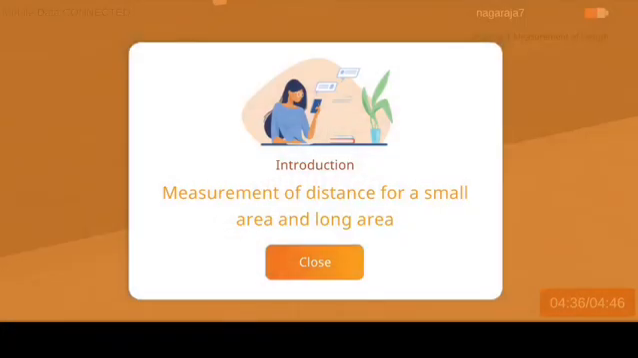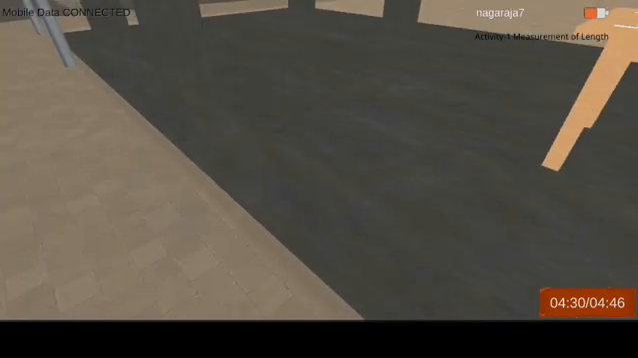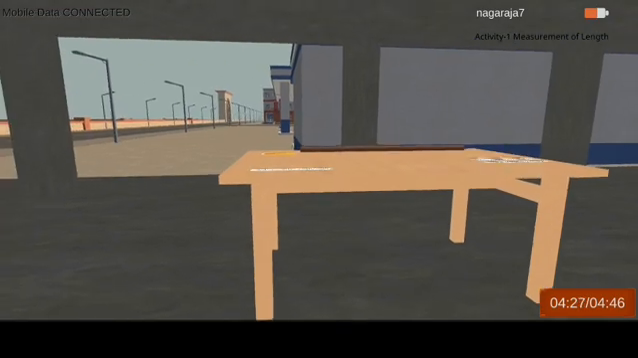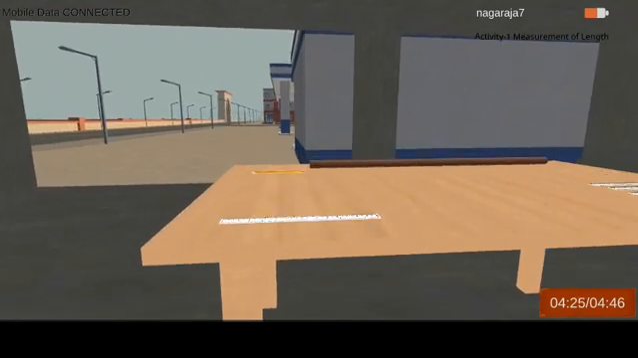a scale in our geometry box. It is often used in drawing lines. Do you know more uses of a scale? In today's activity, we are going to learn what is measurement and how the distance is measured.